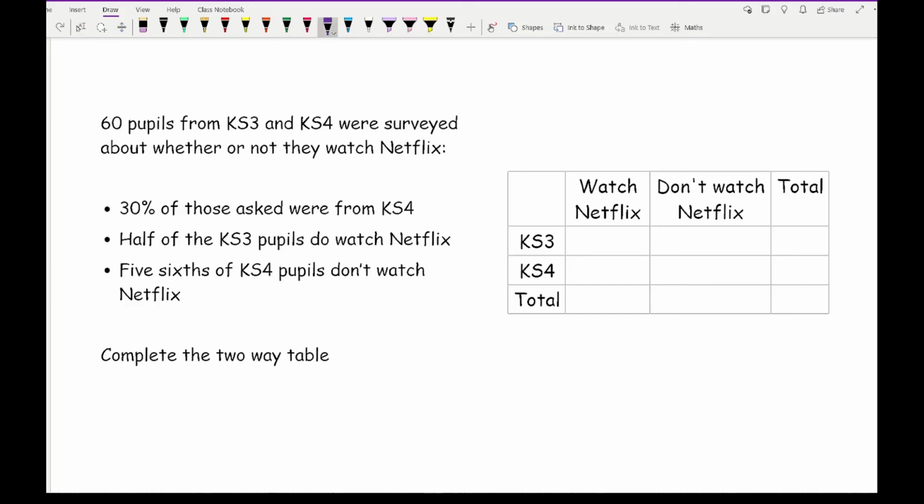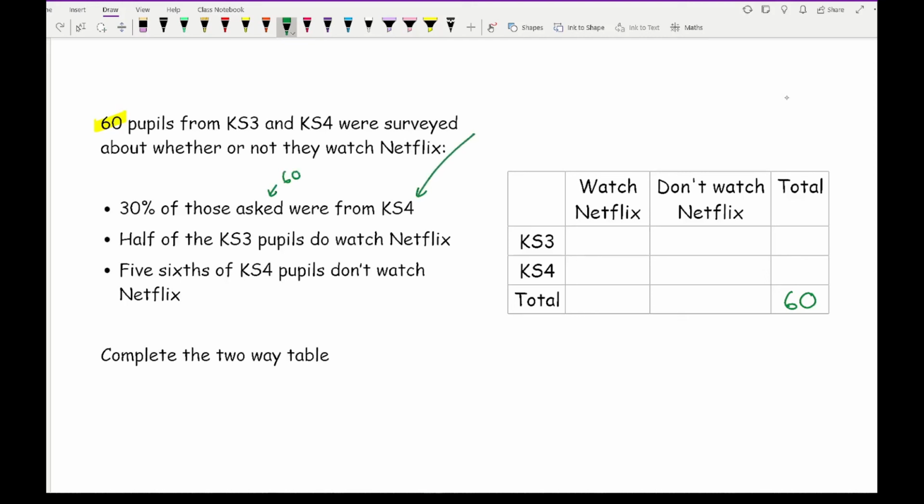So first things first, let's work out the total. The total number of students that were asked, and all we're asked here is to complete the table. And this does involve percentages, fractions, ratios, etc. So we know that this number here has got to be 60. Now from this, it then says that 30% of those who were asked, which is 60, 30% of them are Key Stage 4.